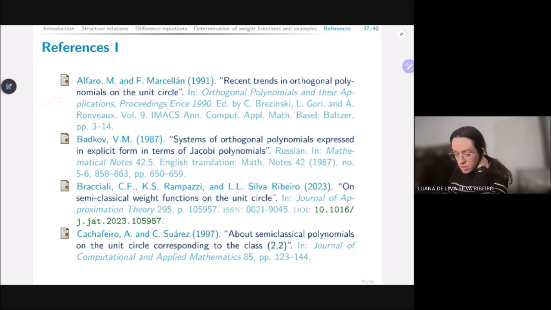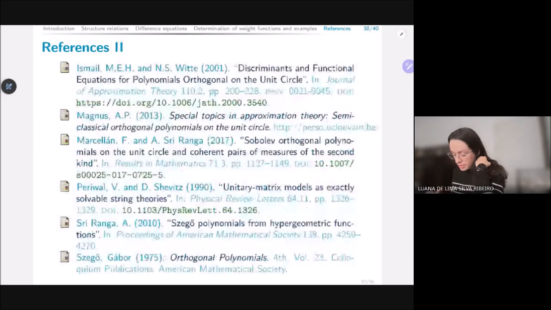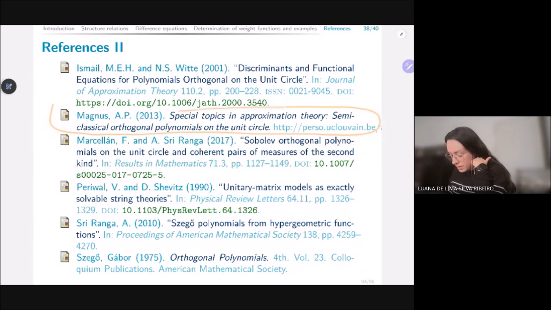Here we have the definition of semi-classical orthogonal polynomials, but they mentioned that Magnus was the first to define it in the way that we are using. Here we have the classification of type. Here they look at type 2, but there is a general type PQ. Here is the work of Magnus, who defined these properties of semi-classical orthogonal polynomials with this definition in terms of the wave functions instead of functionals.